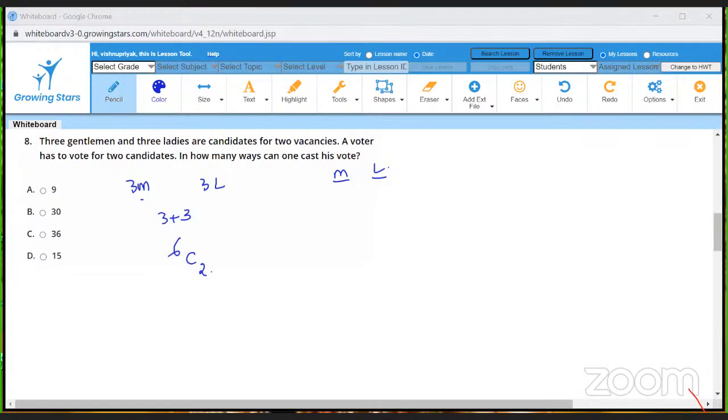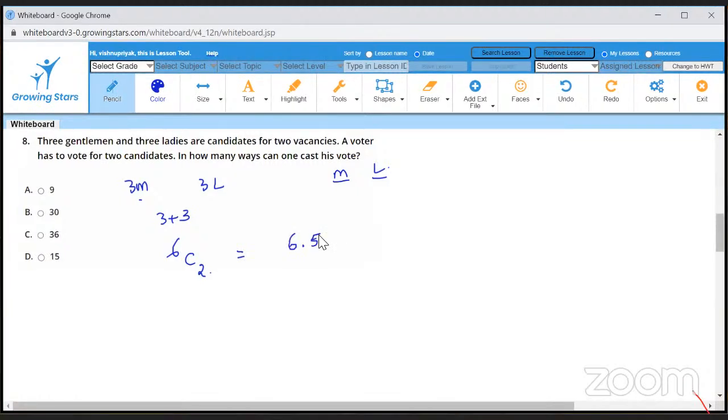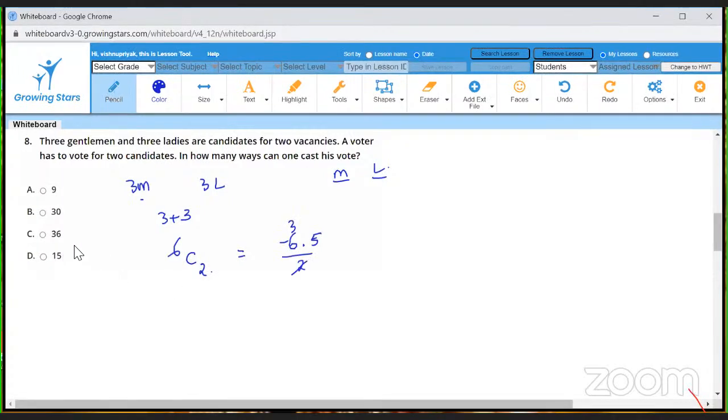But what is the problem here is when he is taking 6C2, the shortcut method, start with 6, take 2 numbers, 6 and 5, divide by 2. So 3 into 5, 15 ways he can vote. This is how you have to use the shortcut method. Your problem will be gone, instead of doing it the long way.